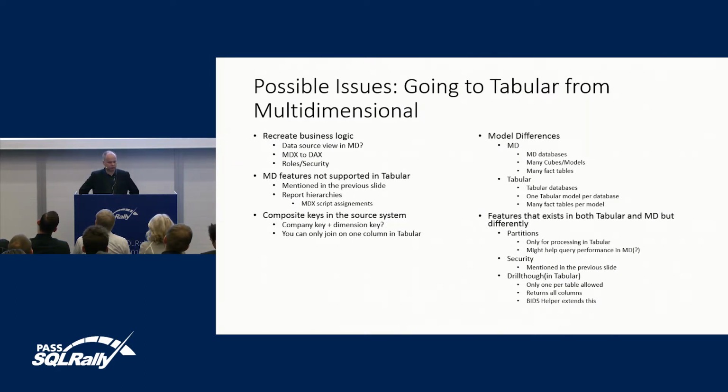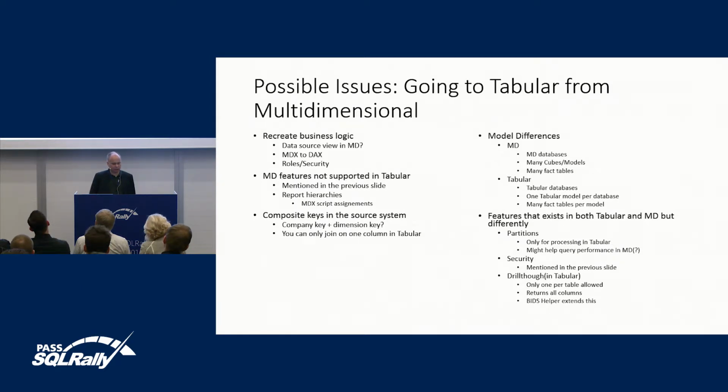Multidimensional features not supported in Tabular. I mentioned that in the frequent slide there. And another one is report hierarchies. If you go to Tim Peterson's session, Tim is here, he will talk about that. It's not possible at all to do that in Tabular. So that's actually a way to reduce the number of calculated measures in a cube by implementing a calculation hierarchy outside of normal hierarchies.